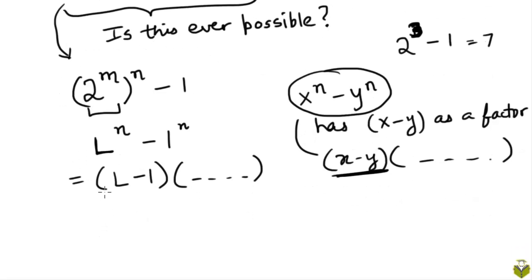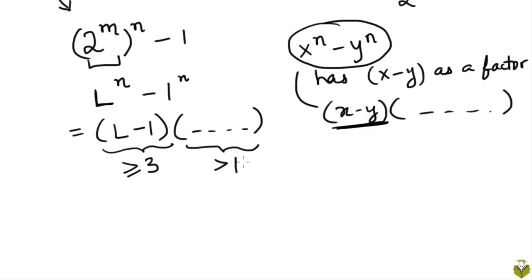Now since the least possible value of L is 4, this value has to be greater than or equal to 3. And this value should clearly be greater than 1. Now you may ask, why should this value be greater than 1? Well, let's assume that it's equal to 1. If it was equal to 1, and let's say L was 4, then this would be 3 times 1, which is 3. Is it ever possible that 4 to the power some number that's greater than 1 minus 1 could be equal to 3? That's not possible, because the least possible value that n can take is 2, and 4 squared would be 16. 16 minus 1 is 15. So if this value is 3, this value cannot be equal to 1. It must be some number significantly larger than 1.